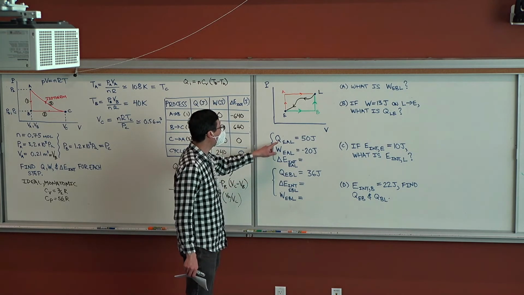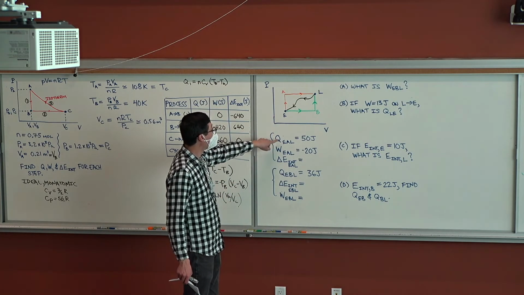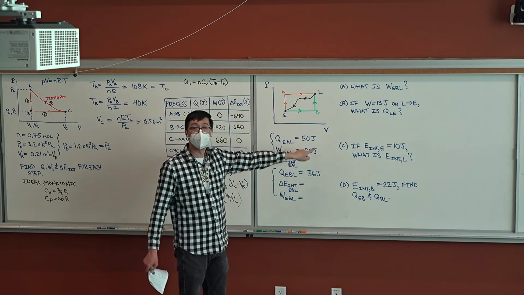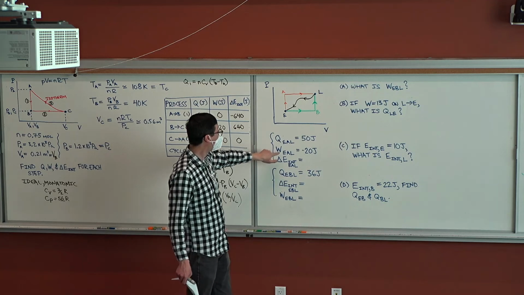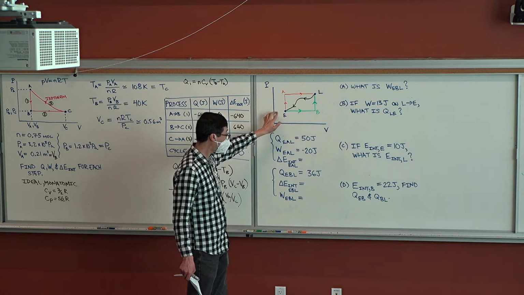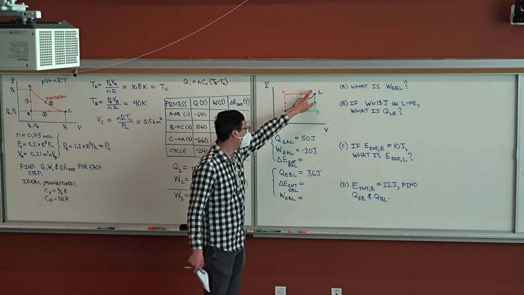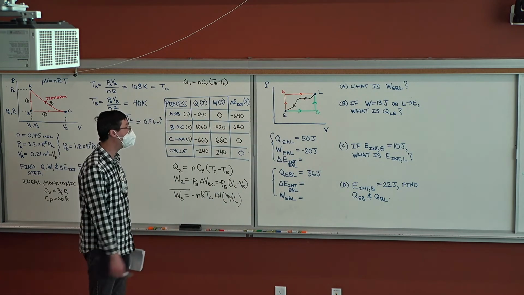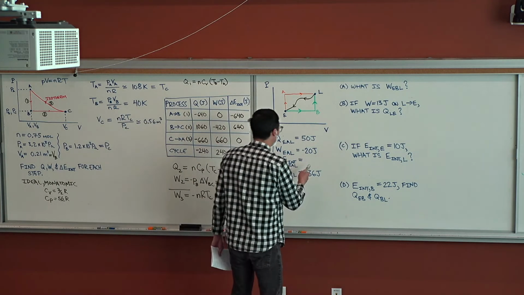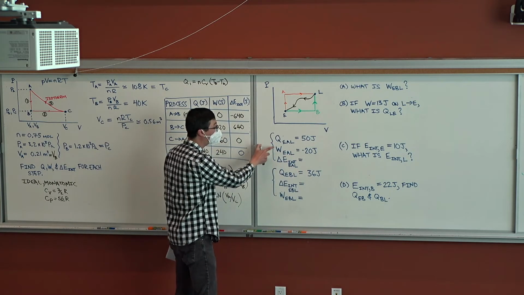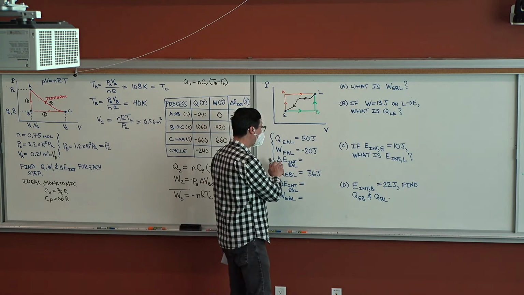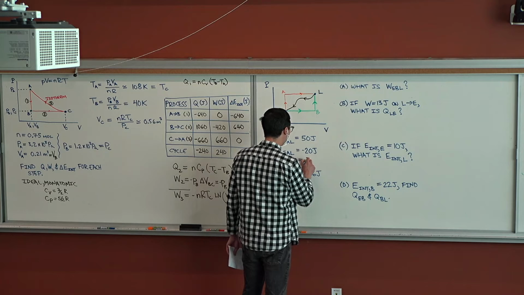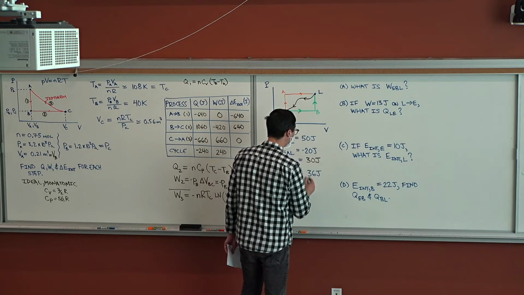I will tell you that the heat added to our system from E to A to L is 50 joules. The work done on the gas from E to A to L is minus 20 joules. And so from this, I think you can see, again, our rule Q plus W is delta E, that the change in internal energy from E to A to L should be 30 joules.